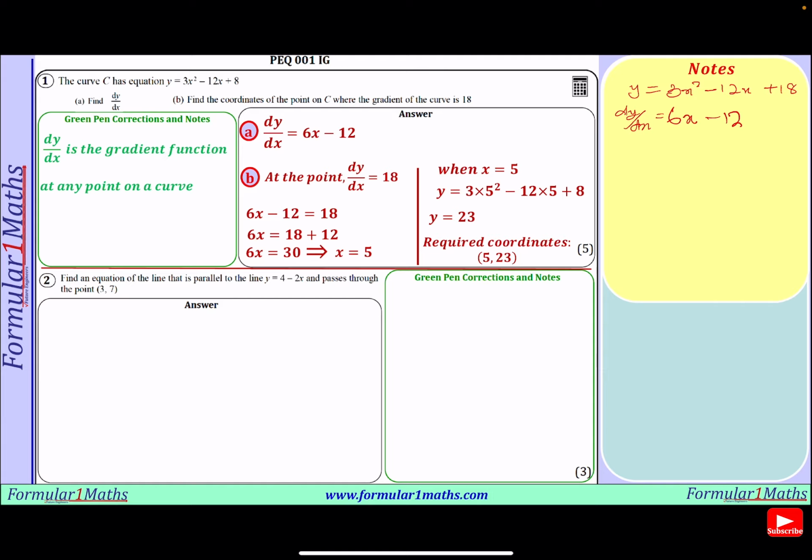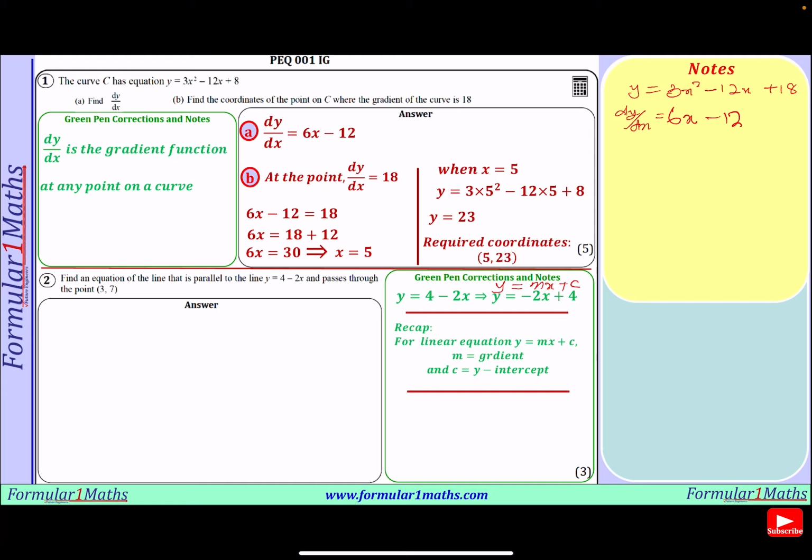Question 2. Find the equation of the line that is parallel to the line y equals 4 minus 2x and passes through the point 3, 7. First of all, let's rearrange this equation here to get y equals minus 2x plus 4. The reason why I've rearranged it is because I want it to look like this. Y equals mx plus c. For a linear equation, y equals mx plus c, m is a gradient, and c is a y-intercept.